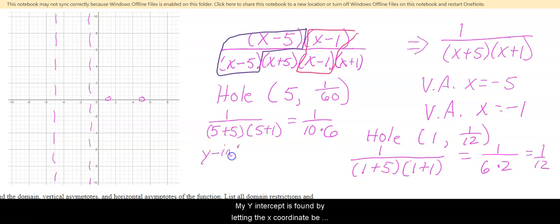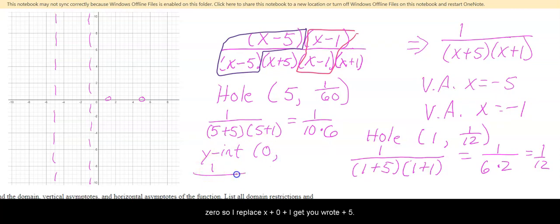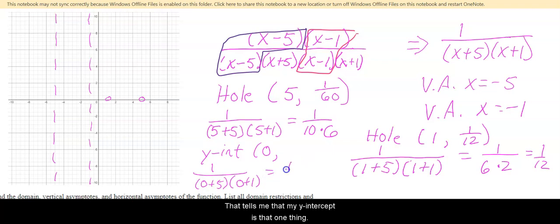My y-intercept is found by letting the x-coordinate be 0. So I replace x with 0 and I get 0 plus 5 times 0 plus 1. That tells me that my y-intercept is at 1/5. This is slightly higher than the other two, but still really, really low down here. Now this is on the graph and not an empty hole, so I fill that one in solid.